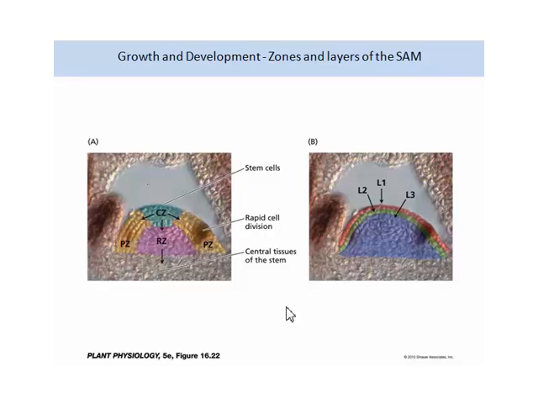The image on the slide shows a high-power microscopy of the zones and the layers of the SAM, the shoot apical meristem. As we described in the previous slide, you have the central zone, where the cluster of infrequently dividing cells occurs. The peripheral zones, either side of the cluster zone, and the rib zone. These cells contain and give rise to internal tissues of the stem.